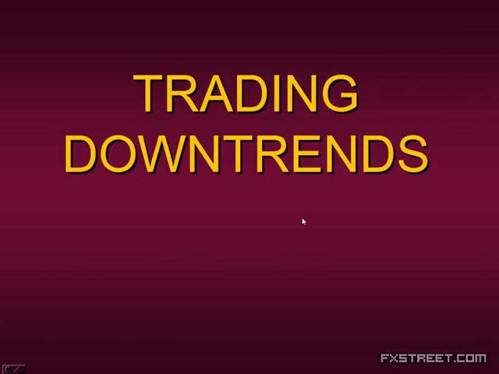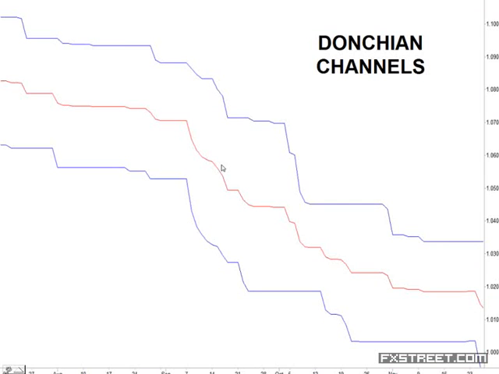All right, same principle works if we're looking to trade downtrends, okay? What we want to do is see that all of these three Donchian channels now are headed in the same downward direction, okay? We're not looking for upward direction. Since this is a downtrend, we're looking for all three to be headed in the same stair-step downward direction.